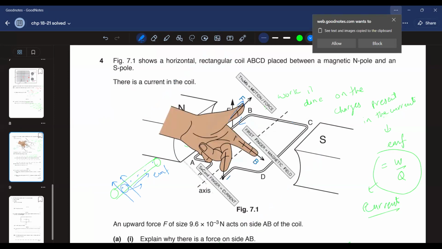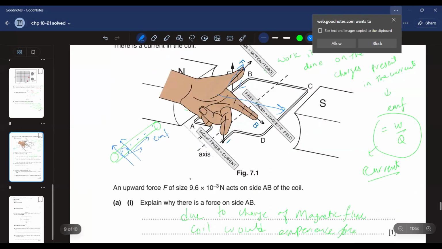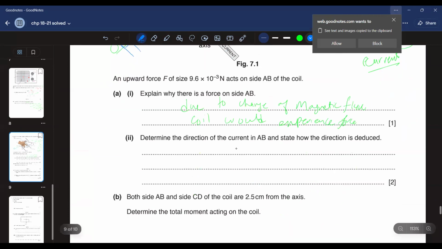This thumb shows the direction of force. This shows the magnetic field. The finger would point in the downward direction. So current would be from B to A. Clear? Can you show me again? Yeah. Put your thumb in the direction of force, your index finger in the direction of magnetic field. Your middle finger would point in the downward direction. That is from B to A. Oh, okay.